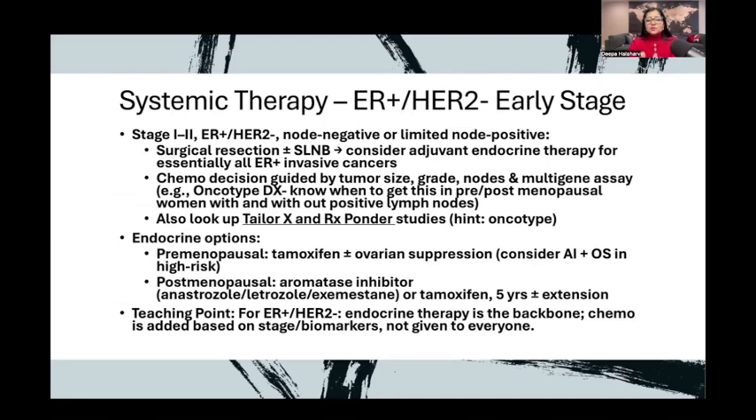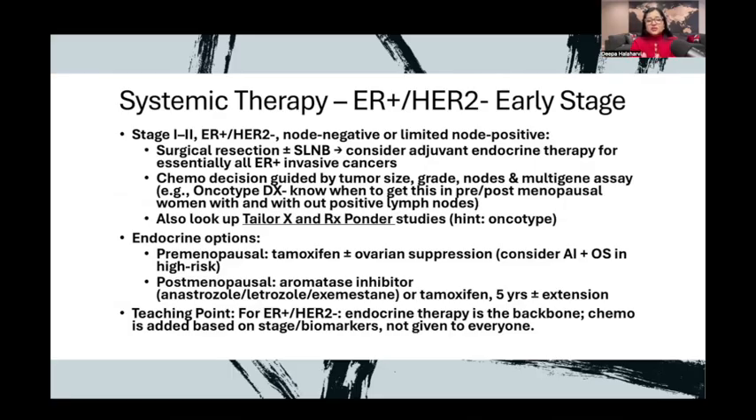For premenopausal women, we typically give tamoxifen, or we do ovarian suppression with Zoladex injections, and they get aromatase inhibitor if they have high-risk cancer. For postmenopausal women, they usually have 3 different options of aromatase inhibitors: anastrozole, letrozole, exemestane, or tamoxifen. They can still get tamoxifen if they don't tolerate AIs.